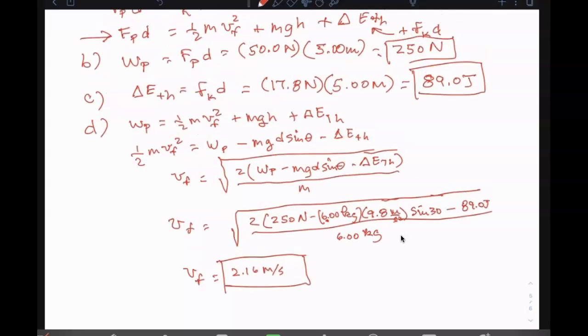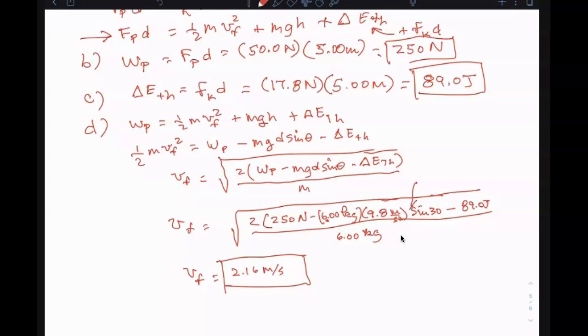I realized after reviewing this that I left out the factor D in the second term. I should have had D in here. With that in there, we get the final velocity, 2.16 meters per second.